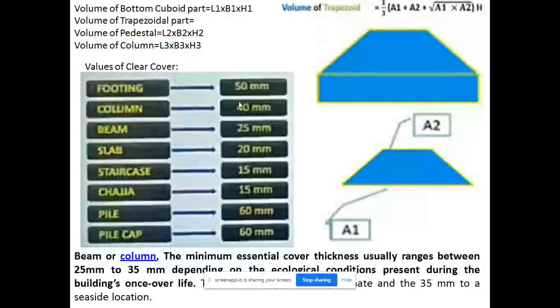Here we have some more information on the volume of the trapezoid, or the total volume of the entire footing itself. These are some of the values of clear cover, and the different arrangements for footing, column, beams, slab, breakers, checkers, nails, tripod, and so on.